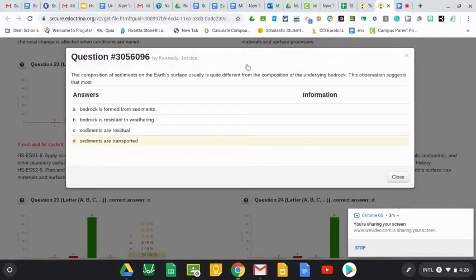Twenty-two. So the composition of sediments on the Earth's surface usually is quite different from the composition of the underlying bedrock. This observation, Justin asked the same question during our review session. And I said bedrock can't move. So if the soil above the bedrock is different from the underlying bedrock, then it had to be transported. And most of New York State soil is transported by a glacier.